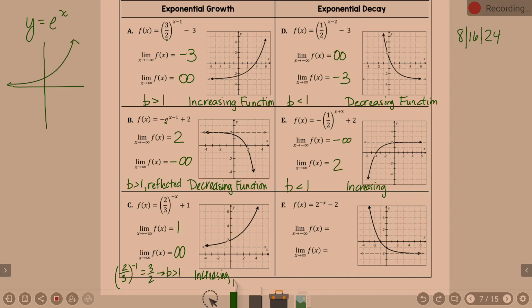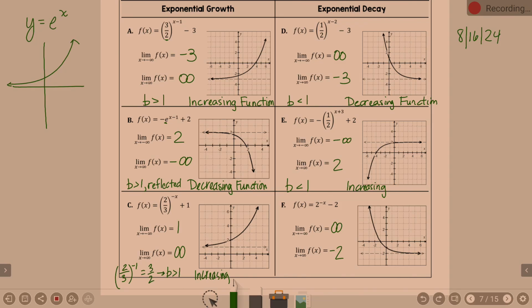Limit as x approaches negative infinity, positive infinity. Limit as x approaches positive infinity, negative 2. And what did my graph do? It moved down 2. Now, what would you talk about b here?